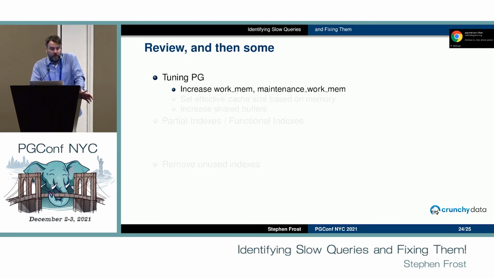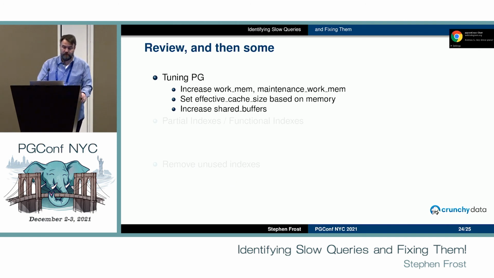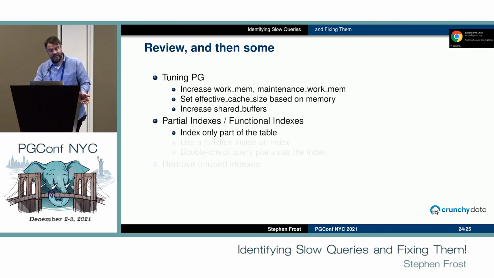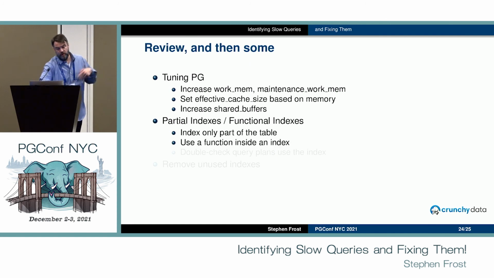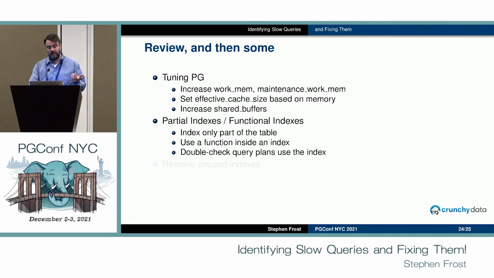So in terms of tuning Postgres, you want to increase work mem, increase maintenance work mem, set effective cache size based on the amount of memory you have, and increase shared buffers. Partial and functional indexes are really helpful. If you haven't used those before, I highly recommend considering them, because you can create an index over just part of a table, or you can create an index over top of the results of a function.